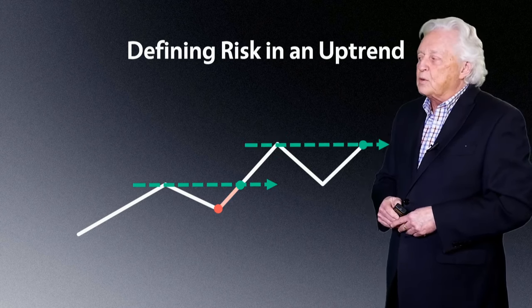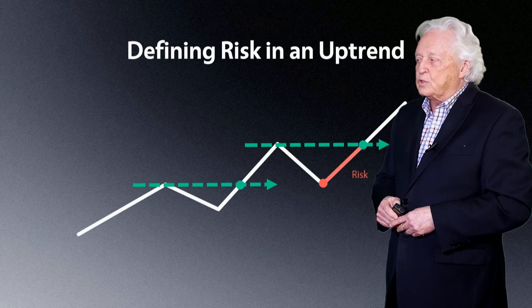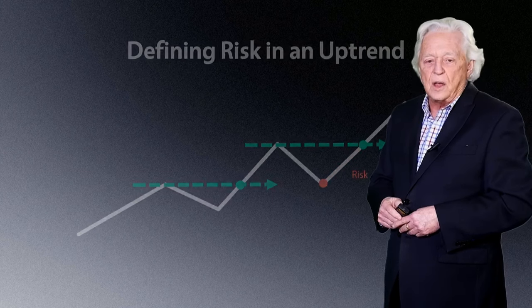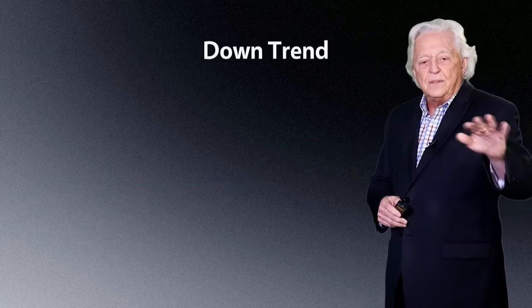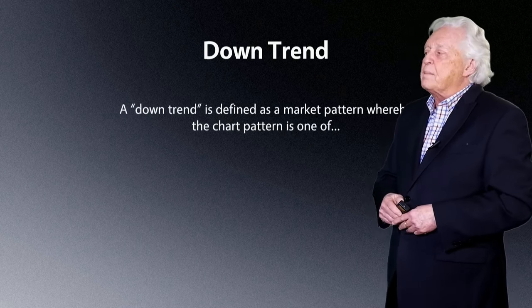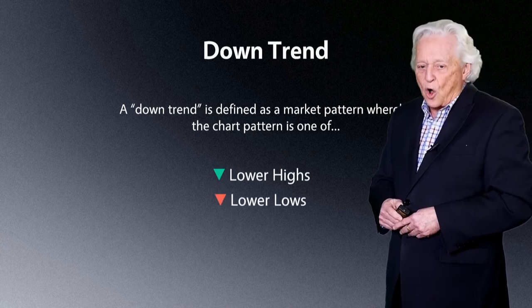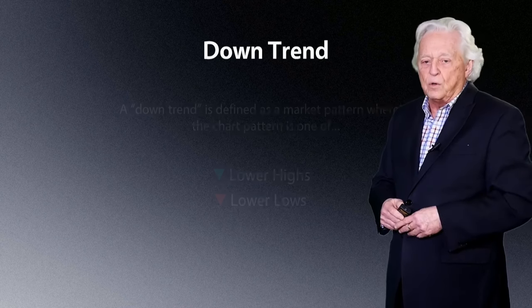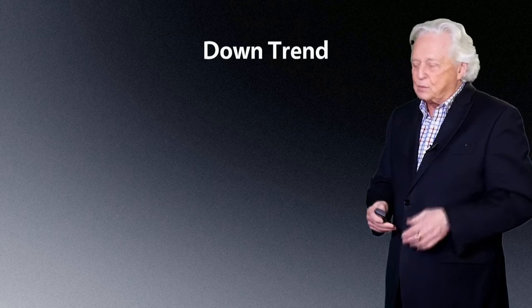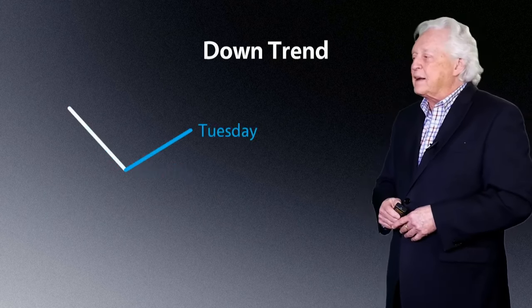You'll see how those patterns move right on through that, and that is where I define those differences being the risk associated with trying to catch the uptrend. I hope that makes sense. The downtrend is the flip-flop of it. In a downtrend, you define a market pattern which is one of lower highs, lower lows. You'll hear traders all over talk about that. It's not just me.